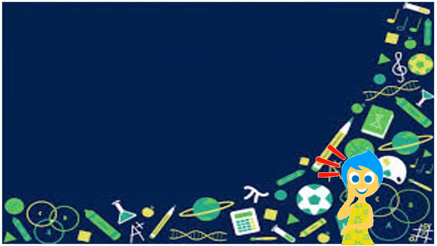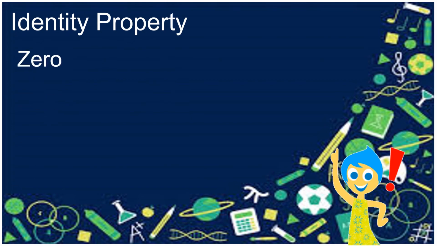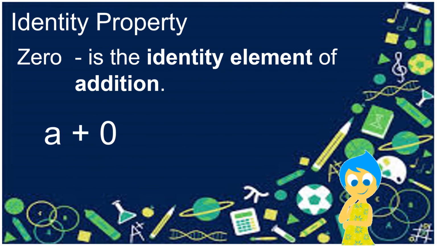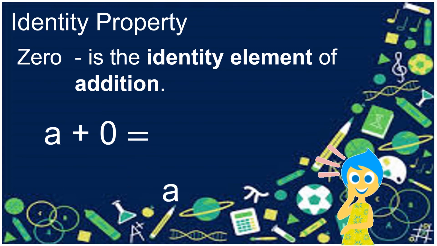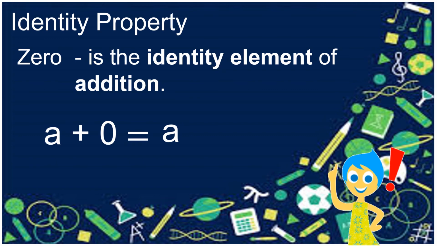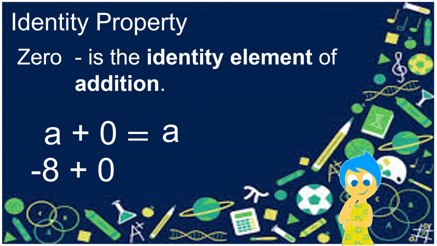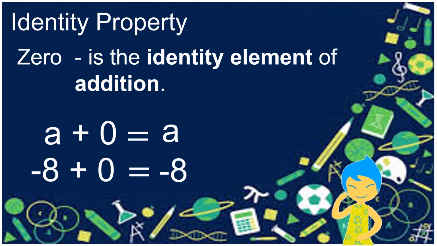Now let us have the last property, which is the identity property. Take note that 0 is the identity element of addition. Supposing we have a plus 0, it is equal to what? Correct. It is equal to a. So take note that whatever number added to 0, it is equal to itself. How about this one? Negative 8 plus 0. Very good. It is equal to negative 8. So 0 is the identity element of addition.